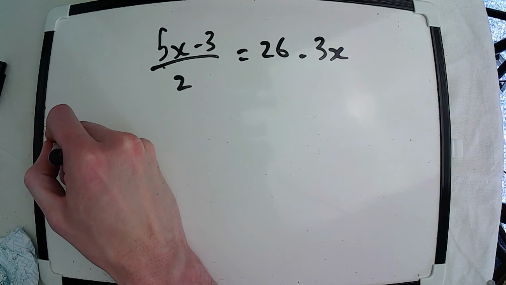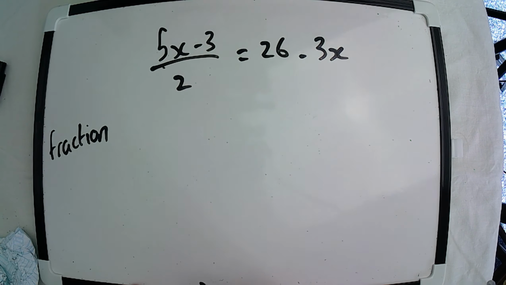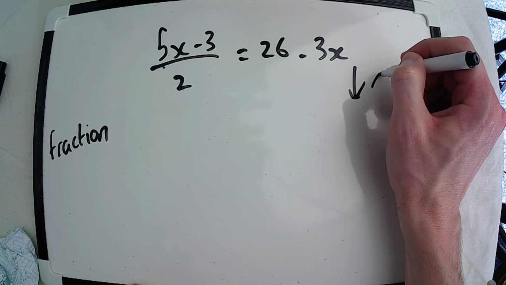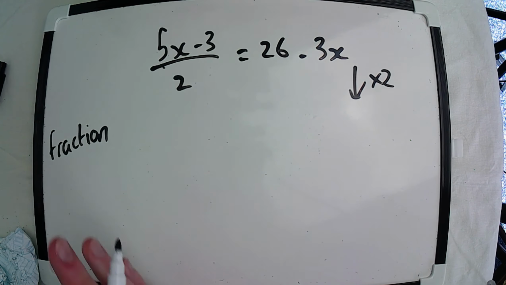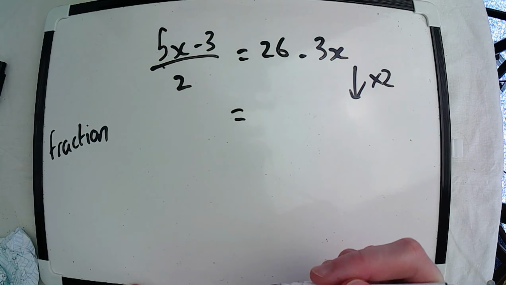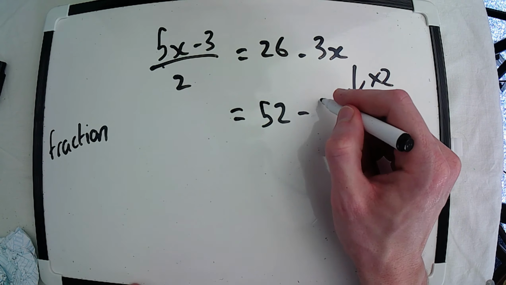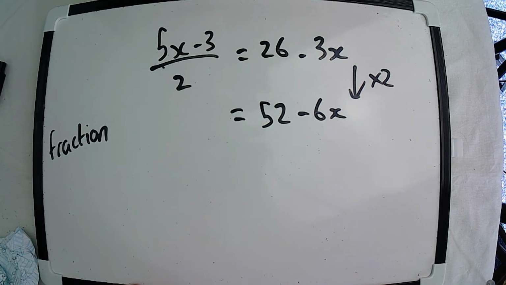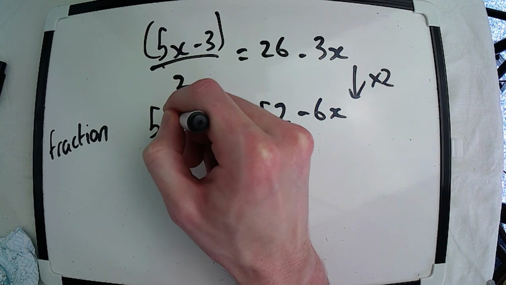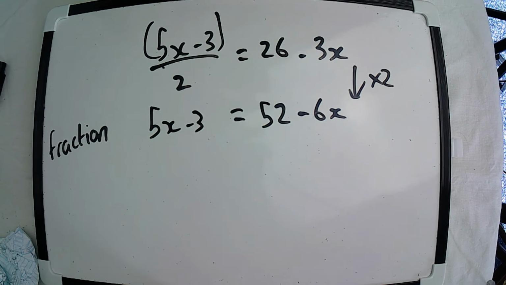How do we deal with this fraction here? Quite simple. This is divided by 2, so we need to multiply everything by 2. The left-hand side by 2 and the right-hand side by 2. Right-hand side's possibly easier if you're confused. 26 times 2 is 52. Minus 3x times 2, minus 6x. And then to multiply this, so imagine this is in brackets just for a moment. This is saying 5x minus 3 divided by 2. All of it divided by 2. So if you multiply it by 2, it just becomes 5x minus 3, which is quite simple.